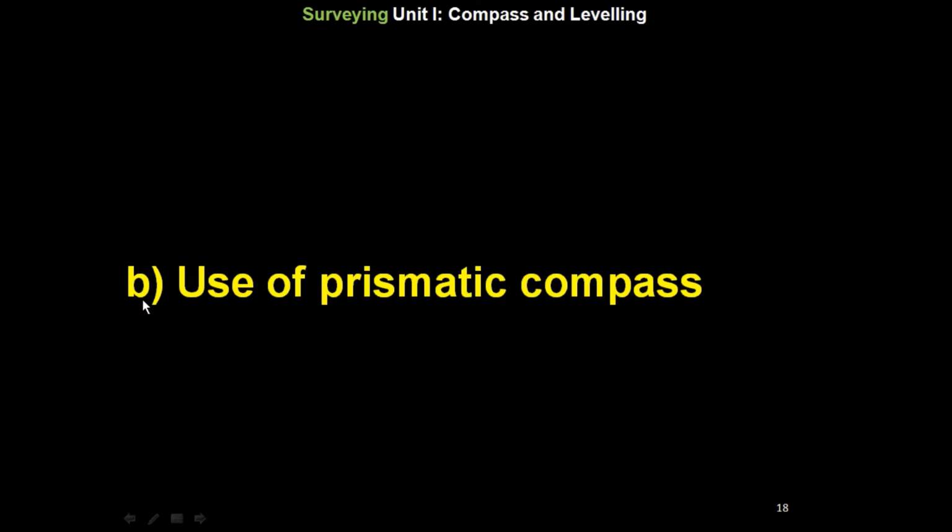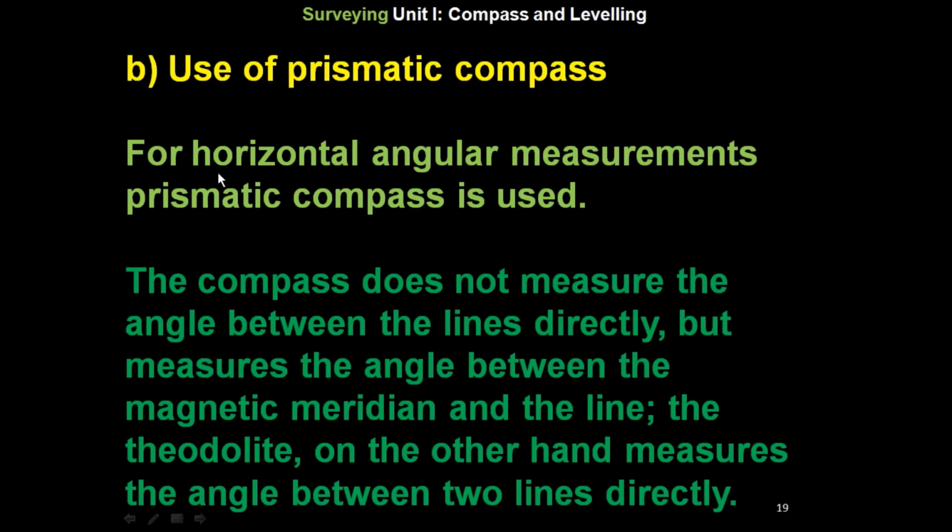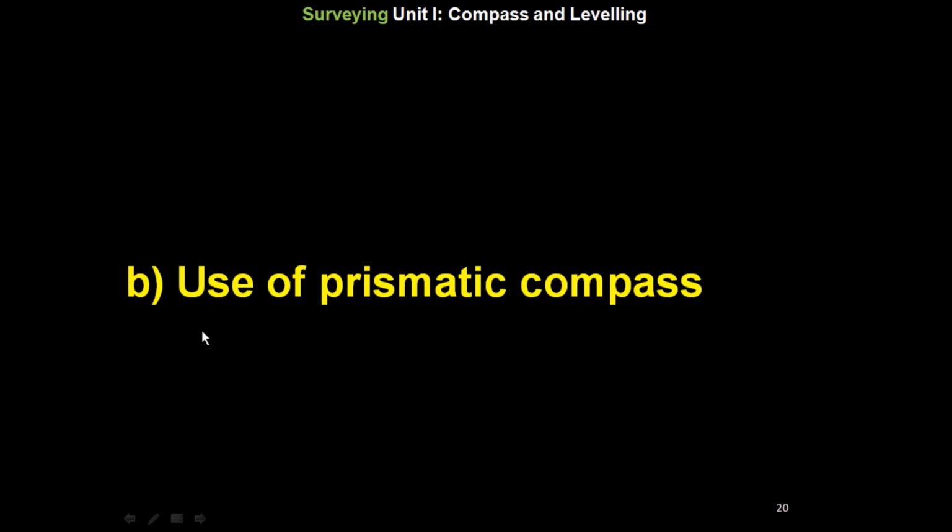Now we will see the use of prismatic compass. For horizontal angular measurements, prismatic compass is used. The compass does not measure the angle between the lines directly, but measures the angle between the magnetic meridian and the line. The theodolite, on the other hand, measures the angle between the two lines directly. So we have seen the use of prismatic compass.